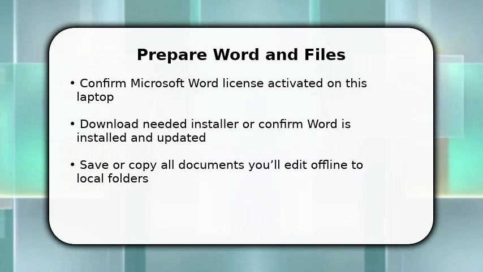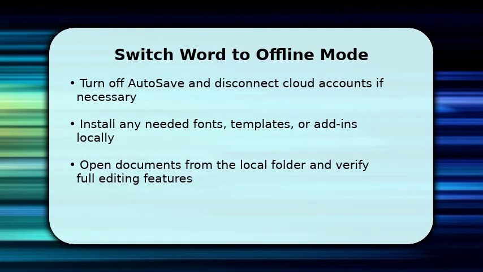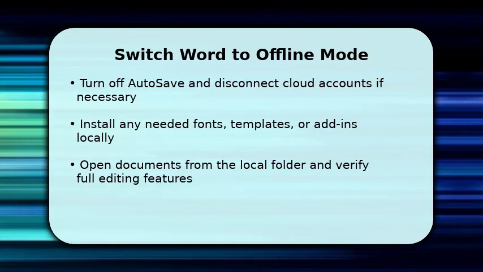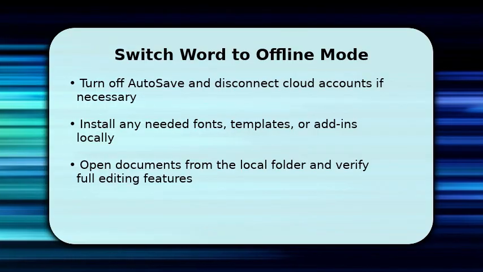Now switch Word into a purely local workflow. Disable auto-save at the top, then go to File, Account and sign out of OneDrive if you want strict offline operation. Install required fonts and templates directly into Windows and Word's template folder so formatting stays consistent. Add-ins must be installed locally too.